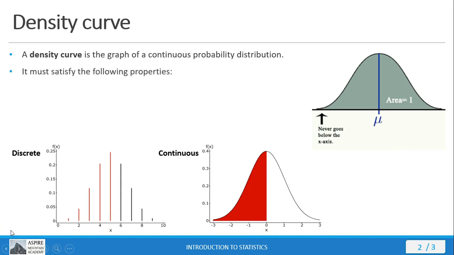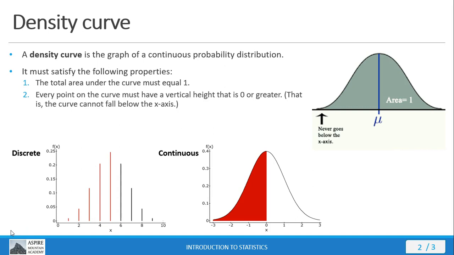Now, in order for a curve to be a density curve, it's got to satisfy certain properties. The first is that the total area under the curve must equal 1. This is important because it plays into something that we're going to be using here, and I'll explain momentarily. The second is that every point on the curve must have a vertical height that is 0 or greater. In other words, you'll never see a negative value for a density curve. It will never fall below the x-axis. It will always be above the x-axis.